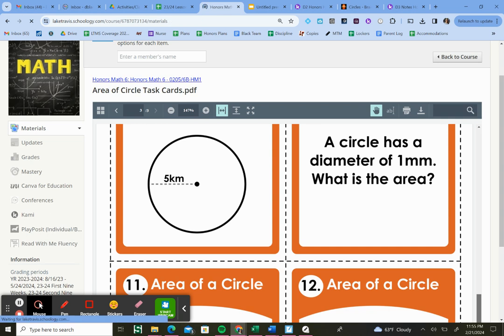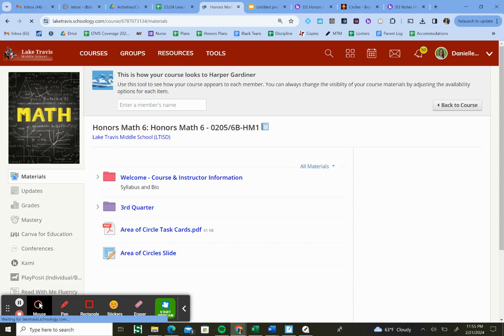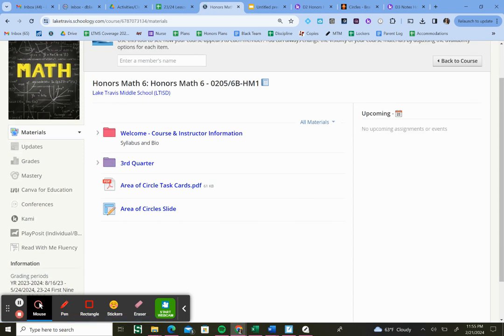And if you have extra time, I posted an area of circles slide. Or if you don't have time, you can just do that for extra practice later. So task cards, that's going to be for a grade. The slide is just extra. And then you'll have homework tonight, so the sub will give that to you at the end of class. So do your best to finish the task cards, and if you don't finish them, you can finish them at go time or for homework.